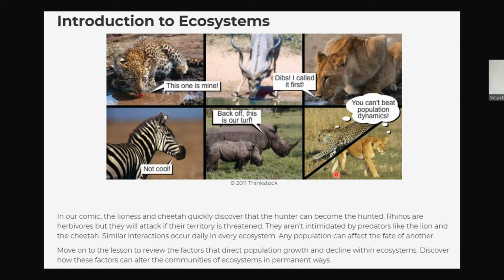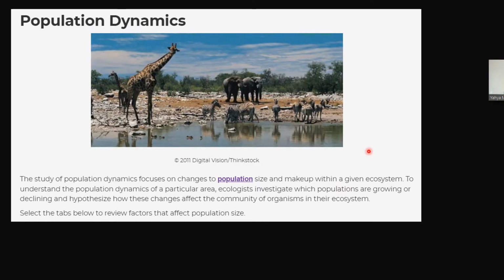We're going to be talking about ecosystems and populations, populations of animals, and how the population of one animal can affect another animal species. So, population dynamics. What does population dynamics mean? It just means how population changes over time. So, what is a change in population size and makeup within a given ecosystem?